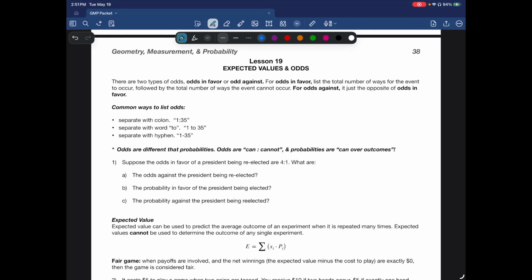Our last lesson, lesson 19, we're talking about expected values and odds. All right, this is going to be kind of short. So let's get after it.